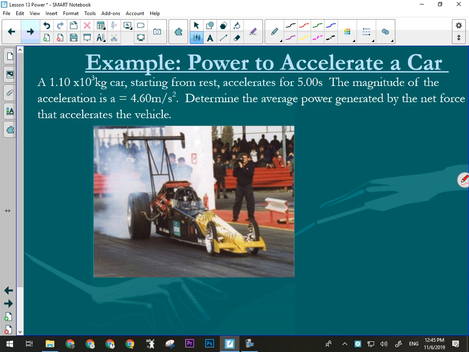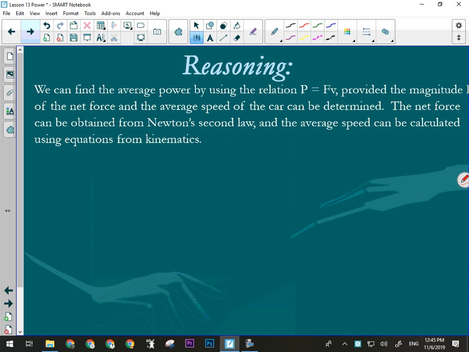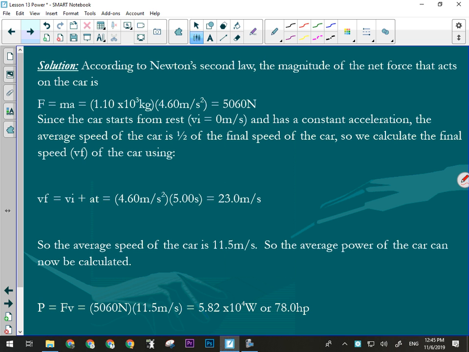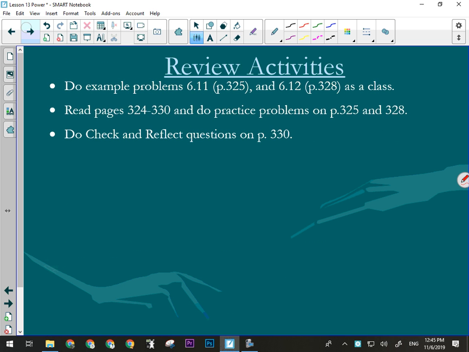Now, we don't have to do those calculations, so we're going to skip the calculations. Now, we're going to look at an example, just a little activity that we're going to do together on power.